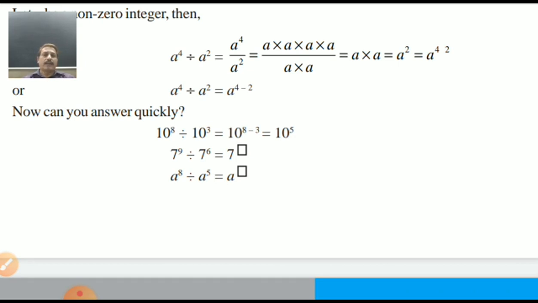Okay, can you give me here 7 raised to 9 divided by 7 raised to 6? What will be the 7 in the box? Raised to how much will it come, son? 9 minus 6. Answer is 3.